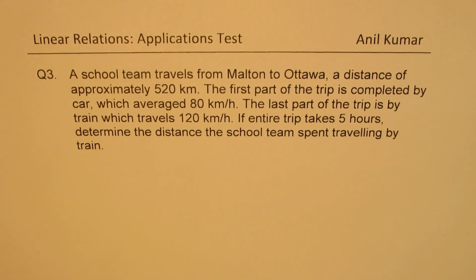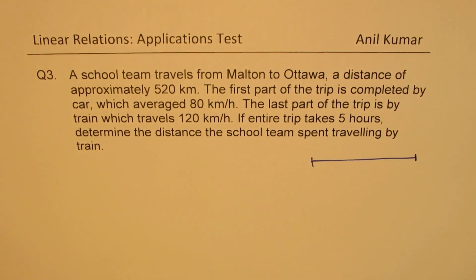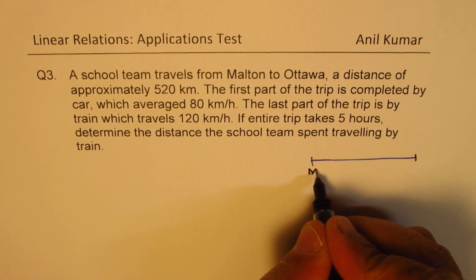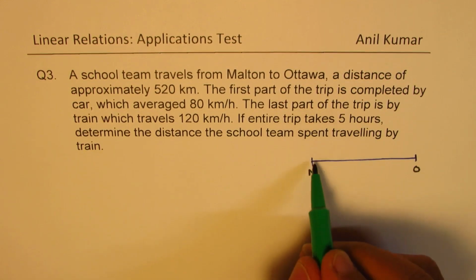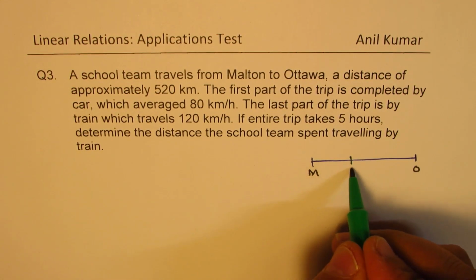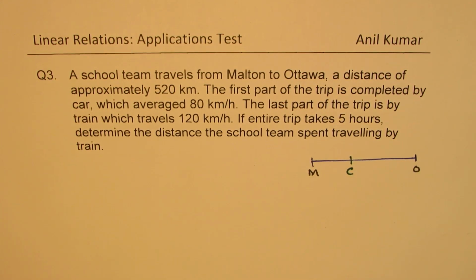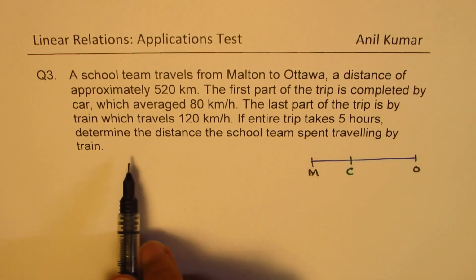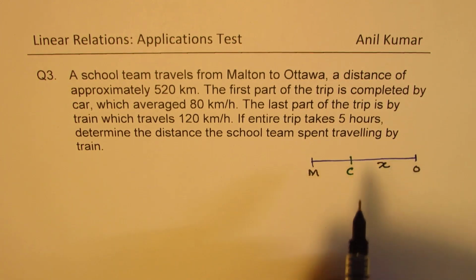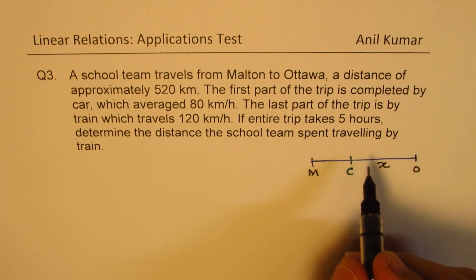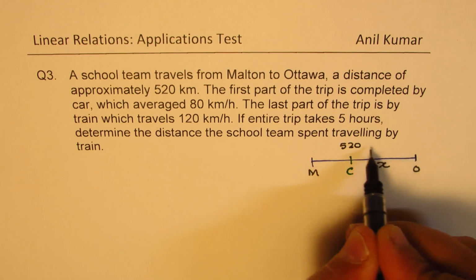So let's make a kind of a sketch to represent this situation. Let us say we are going from Malton to Ottawa, and the first part is by car. Let's say up to this point is by car, and then it is by train. Now, since we need to find the distance traveled by train, we'll call this distance x here. And so, the total distance being 520 kilometers, right? So we are given this distance total is 520.